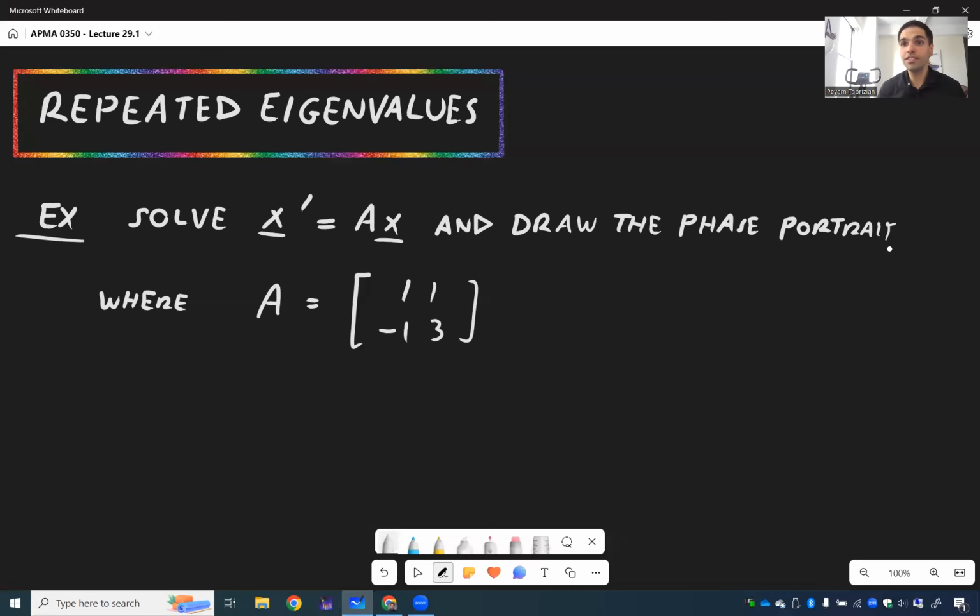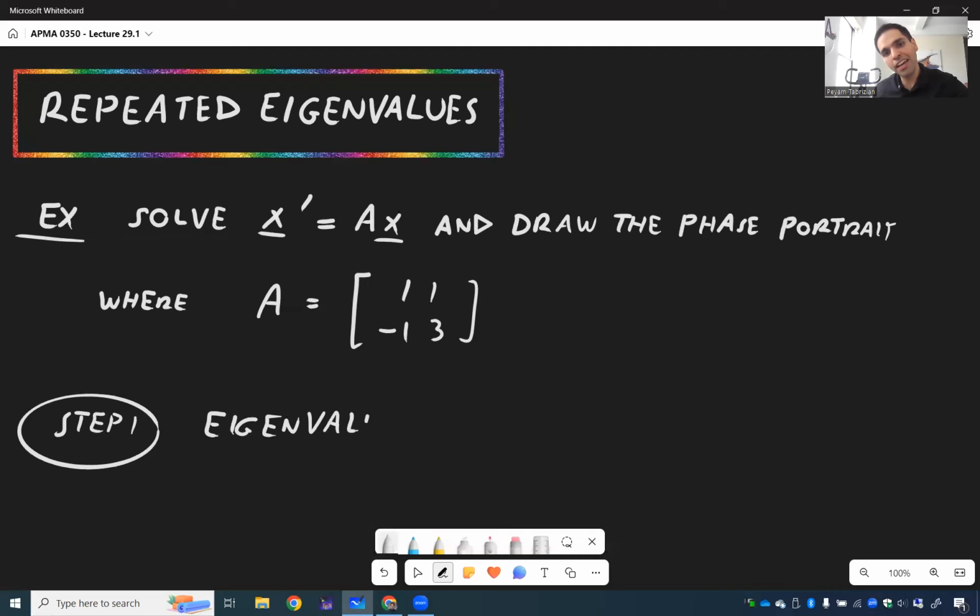All right, so far in our systems adventure, we've done distinct eigenvalues, complex eigenvalues, and now the last step to consider are repeated eigenvalues. And in order to do this, let's solve x prime equals Ax and draw the phase portrait where A is the matrix [1, 1; -1, 3].